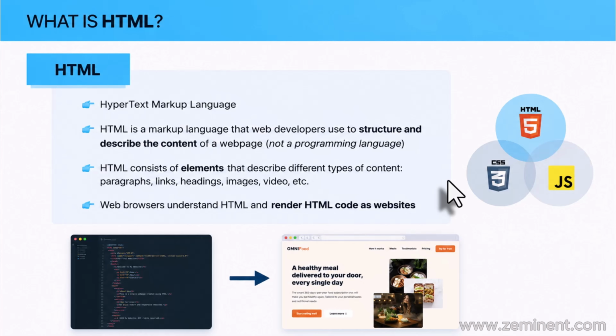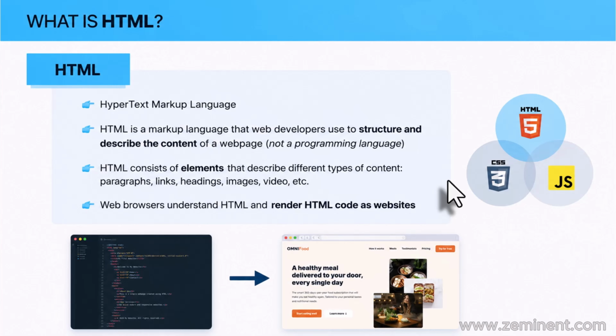Now you might be wondering, how does a browser know how to display all this HTML? When we write HTML code and save the file, browsers like Google Chrome, Microsoft Edge, or Firefox read the code. The browser understands every HTML element and converts it into the beautiful web page that we see on the screen. So whenever you visit any website, what you are actually seeing is the browser rendering HTML, CSS, and JavaScript together. That's why learning HTML is the first and most important step in becoming a web developer.